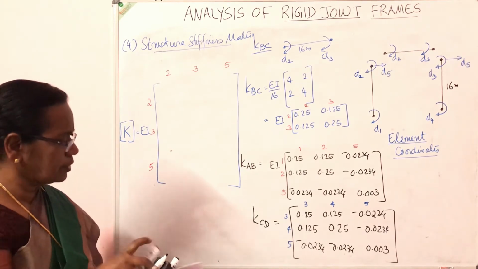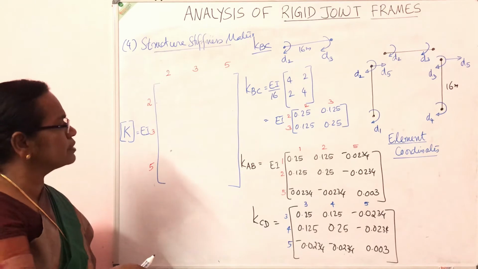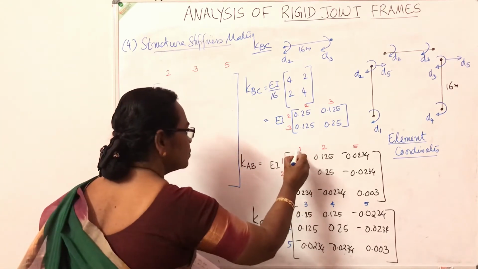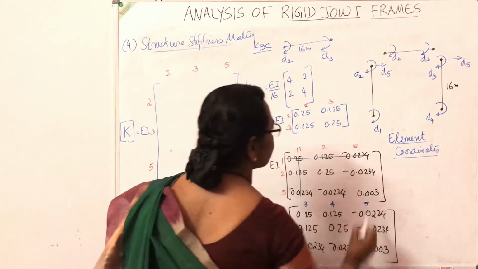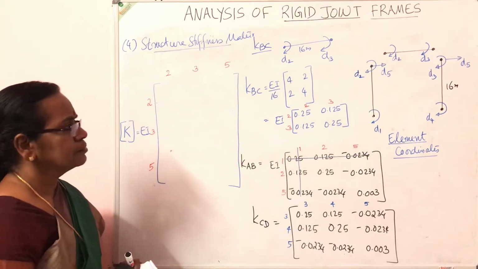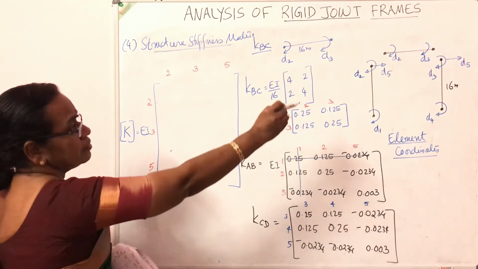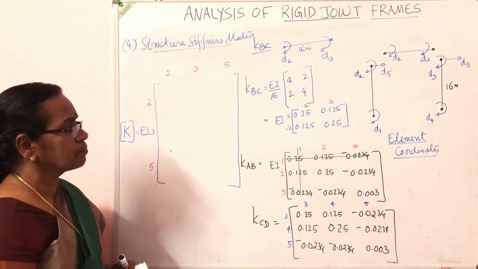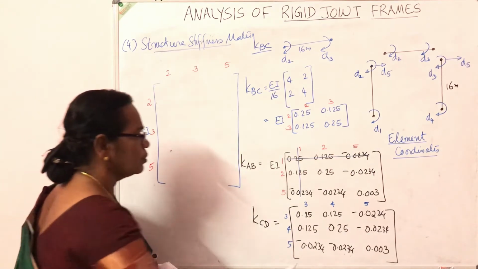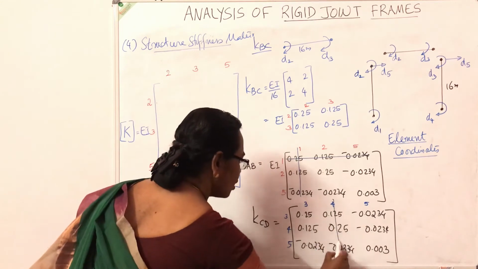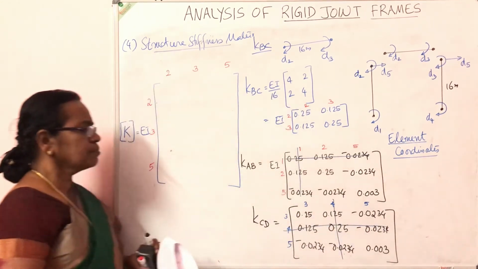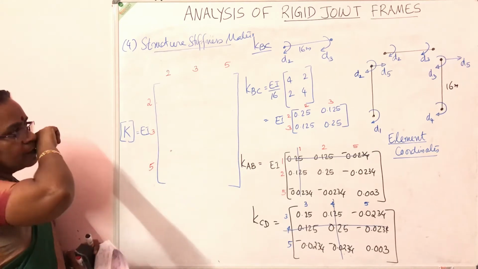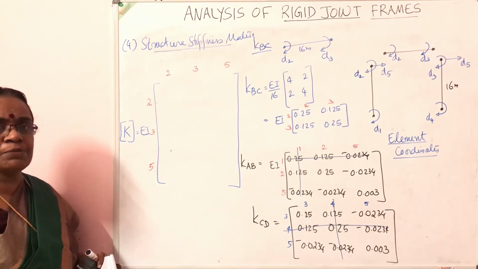So D1 is equal to 0. So from the first element, you delete first column and first row. Then from the element CD, D4 is equal to 0. So you delete column bearing number 4 and row bearing number 4. So these much elements should not come into this. Now let us post it from one element to the other.